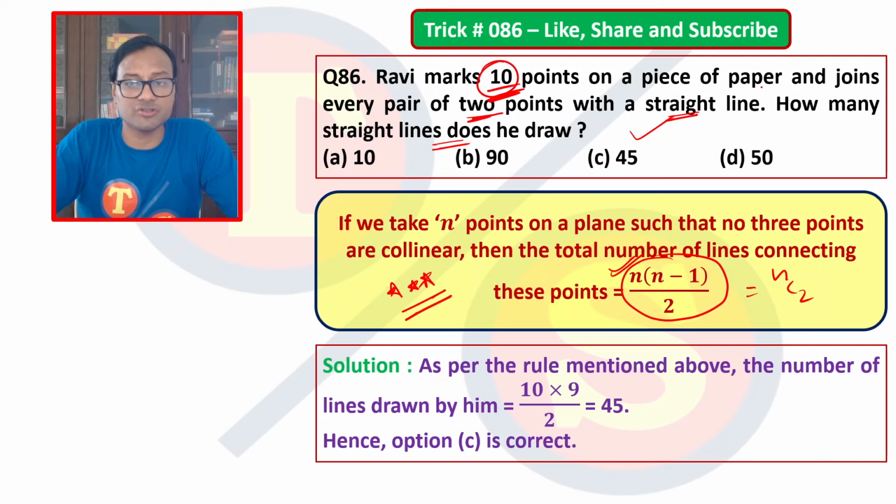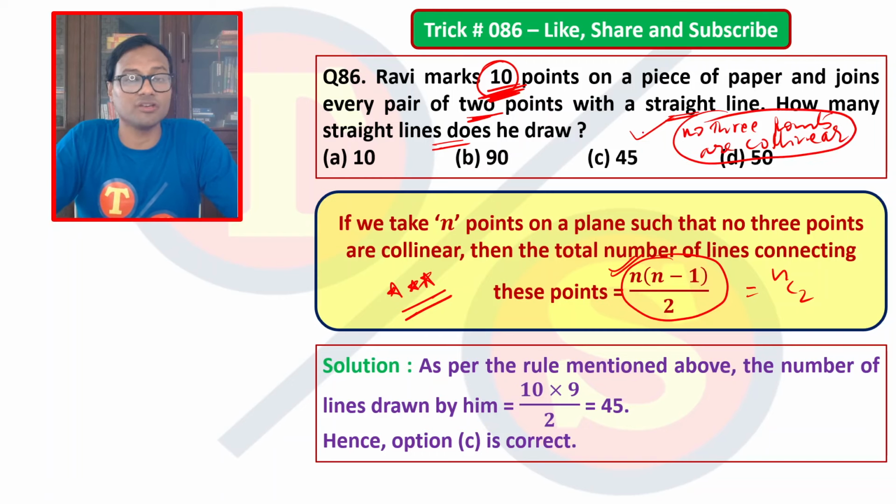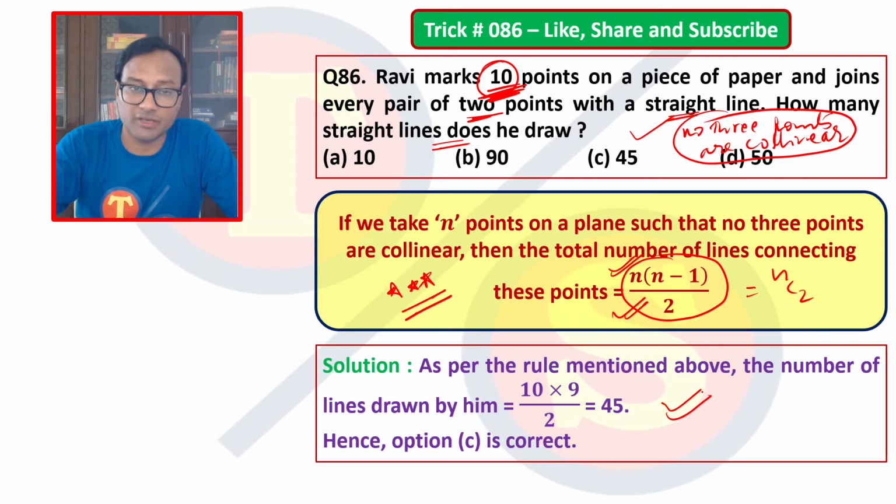Ravi marks 10 points on a piece of paper such that no 3 points are collinear. No 3 points are collinear, right? I guess I just forgot to add it in the question. So add in the question that Ravi marks 10 points on a piece of paper such that no 3 points are collinear to each other, and after that he joins 2 points to create one line. So how many different lines can he create? That will be n into n minus 1 upon 2. So 45 lines he will be able to make.